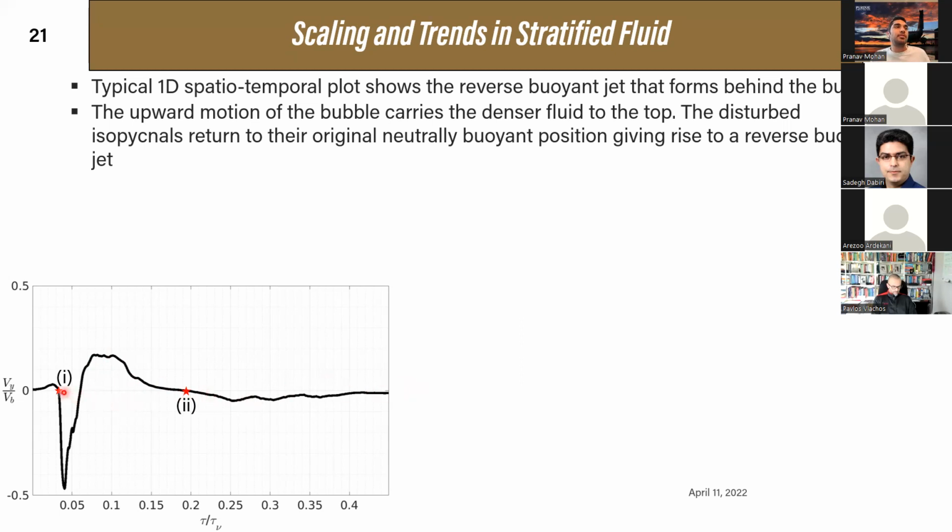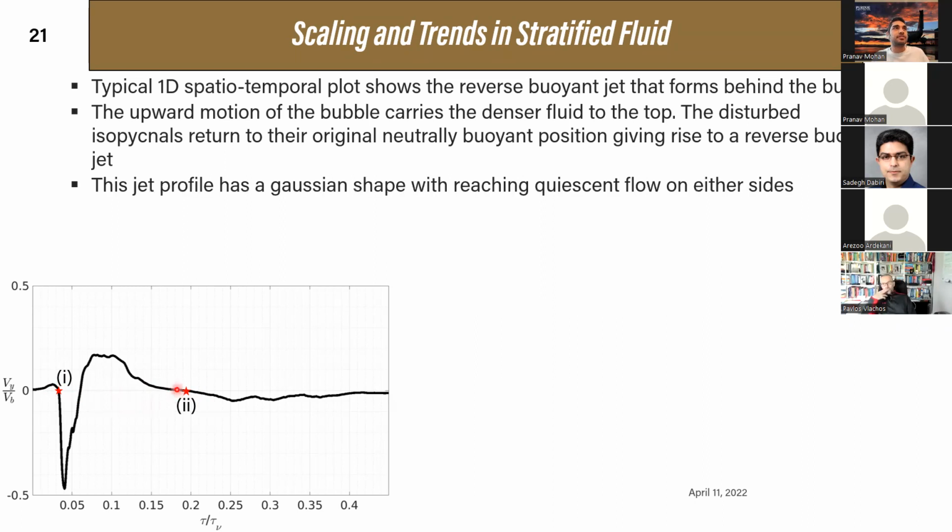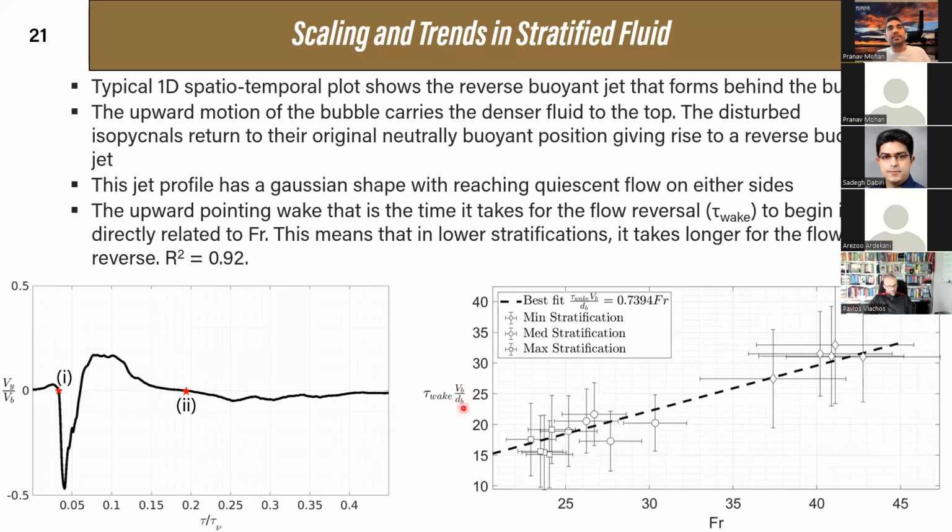Finally, the velocity becomes 0 and then becomes negative, before going into quiescent flow again. Now, from all the data that we have captured, we can find the time scale for which this flow reversal takes place. We do that over here, which we call tau wake, and we normalize it by the bubble diameter divided by the velocity of the bubble. This is a good time scale because it represents the time scale at which the vertical flow is happening, depending on the bubble velocity.